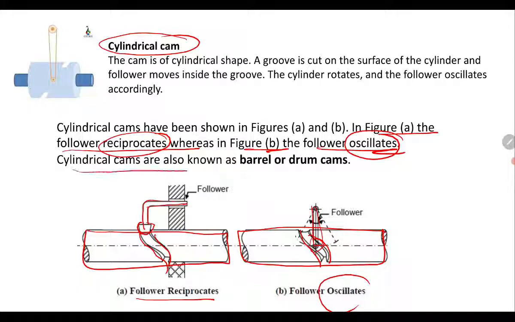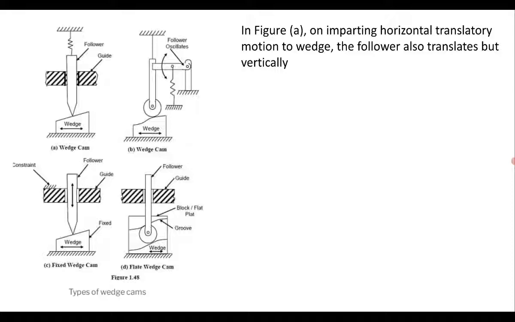Cylindrical cams are also known as barrel or drum cams. So barrel and drum cams are alternate names given to the cylindrical cam. You will see here the wedge cam. Here you will see the wedge, here also you will see the wedge, and here also you will see the wedge.